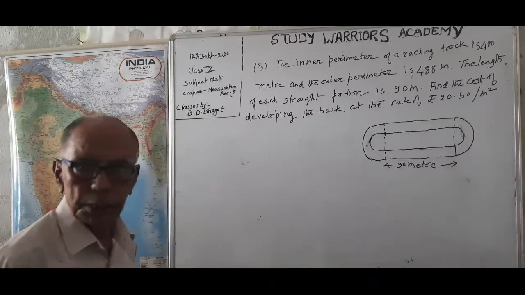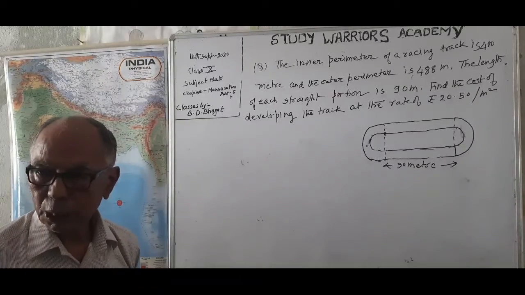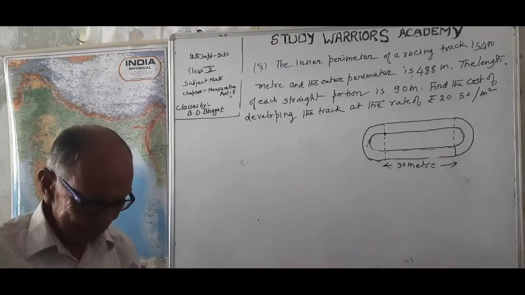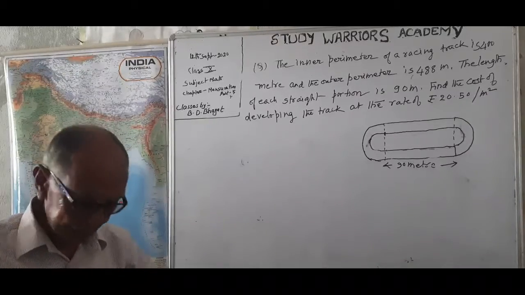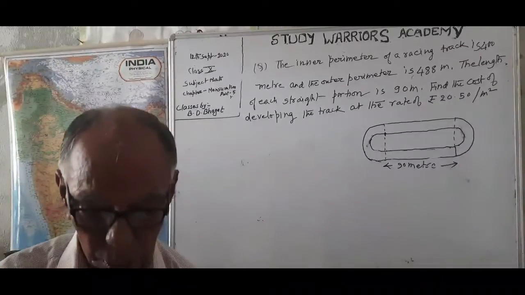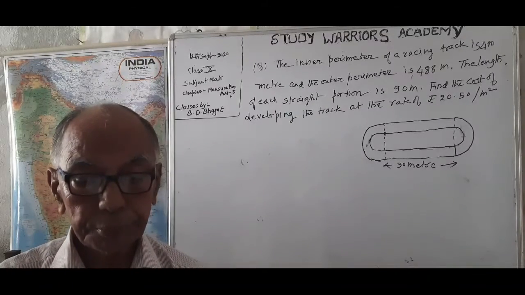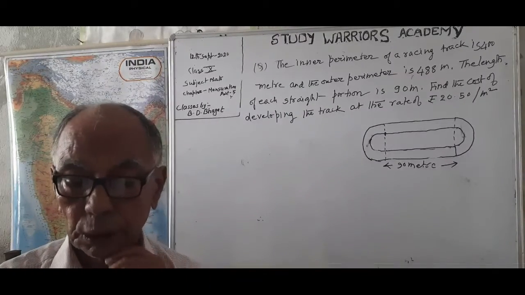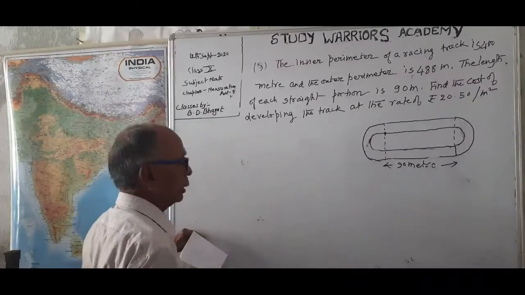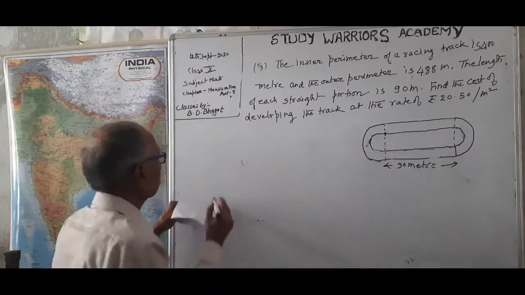So for this cost, we have to find first the total area of the track. So after finding the total area of the track, we can do all these things. Since I am starting, be careful. This is a long question, but not a hard question.